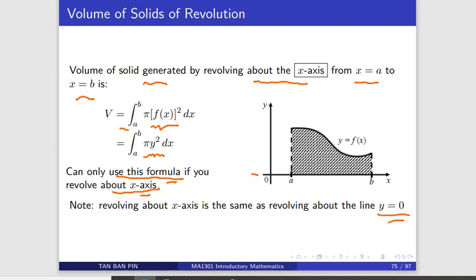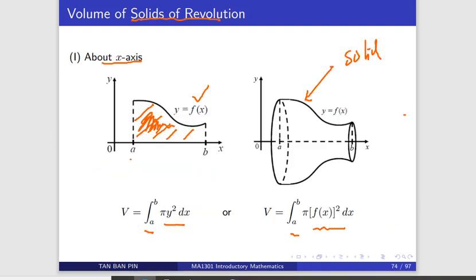If you are on the x-axis, it's like you are on the level ground, so y is 0. So revolving about the x-axis is the same as revolving about the line y equals 0. So take note: the formula, the integral from a to b of pi y squared dx, is only true for rotating about the x-axis.